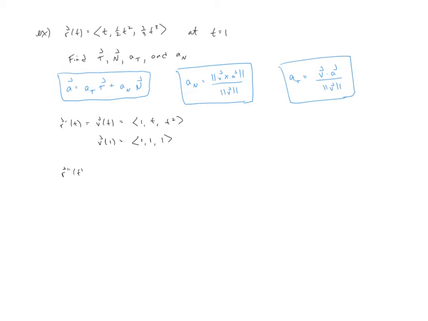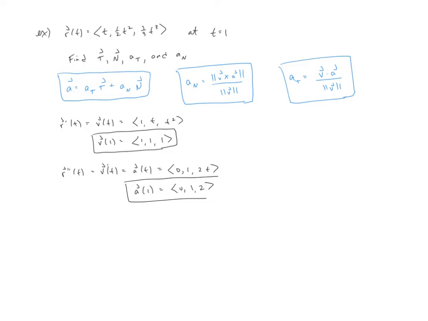R double prime of t is going to equal v prime of t, which equals a of t, okay? And so if I take the derivative now up here of this guy, that's going to give me a 0, a 1, and a 2t. So 0, 1, and 2t. Now, my a of 1 is going to be 0, 1, 2. All right, so I've got my v, I've got my a. Tell you what, let me box those in so I can find them a little faster here in a minute. There's my v, there's my acceleration vector.